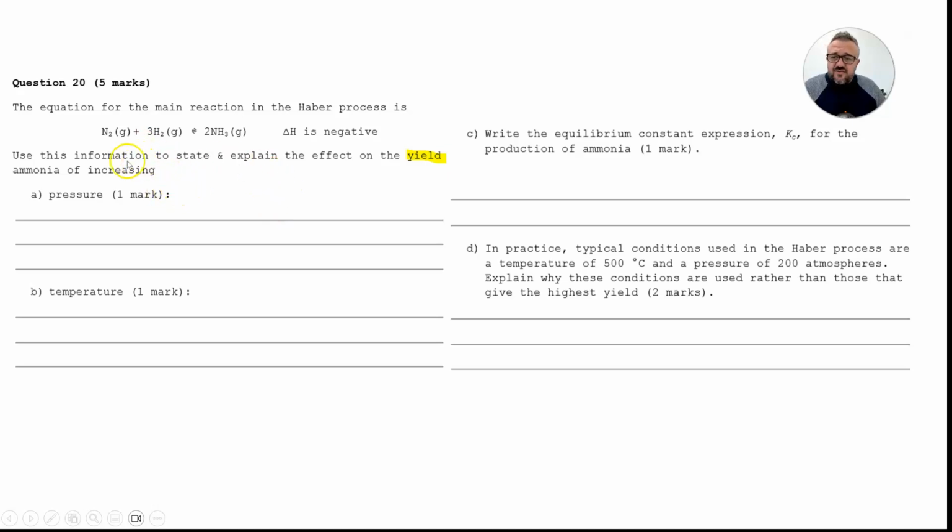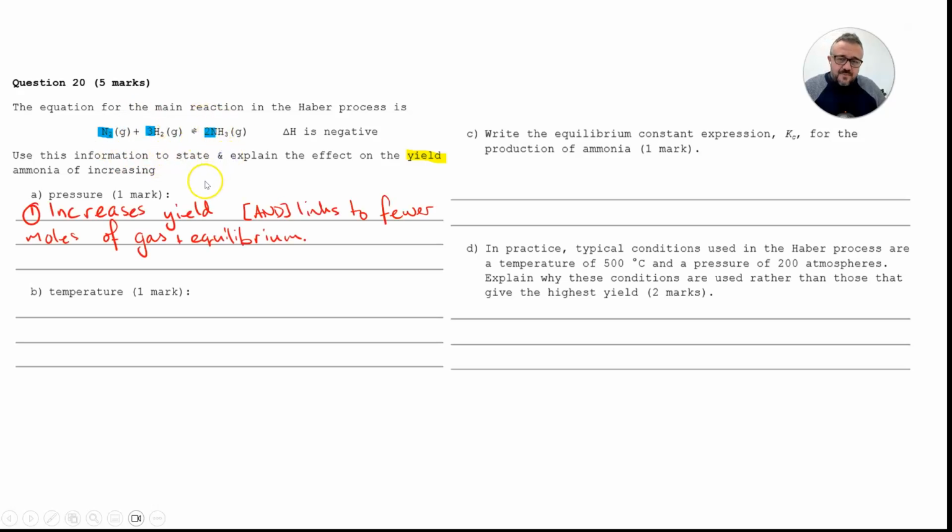So if we're looking at pressure, we want to focus on the amounts of each molecule of gas there are. So there's 4 molecules on this side, 2 molecules on that side. So it's going to increase the yield. Okay, so that's stating the effect. And it's because there are fewer moles of gas on the right-hand side, and equilibrium will drive it to the right-hand side to make up for those. We've shortened this down. So it links to fewer moles of gas and equilibrium. So we're going to talk about those two things.